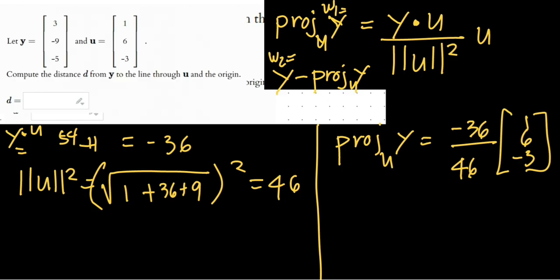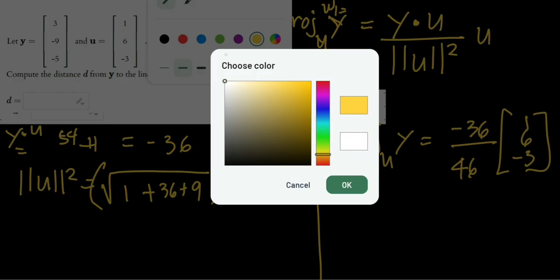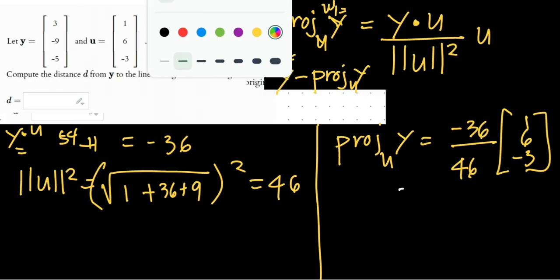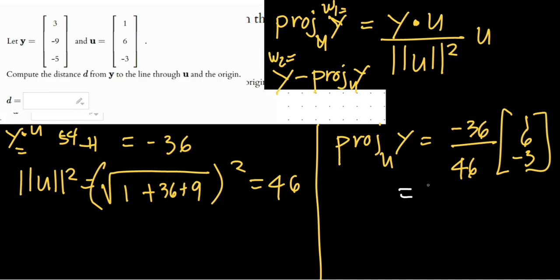What is that? You can reduce negative 36 over 46. You can further reduce that. 36 divided by 2, yeah, by 2. So this would become 18. Yes. And then you multiply by vector u.